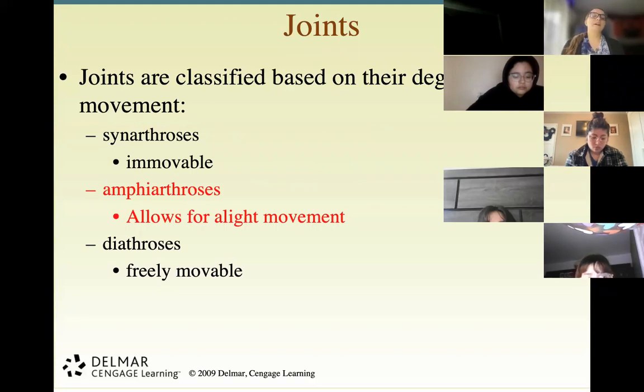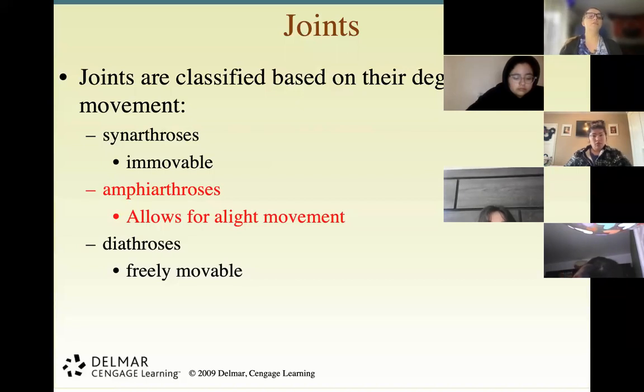Now, we will classify joints based on their degree of movement. So do we have immovable? Is there some movement, or does it freely move? So we have synarthrosis, which is immovable. This joint is not going to move. It's not going anywhere. Amphiarthrosis, this is going to allow for a light movement. So not very much, but a little bit.